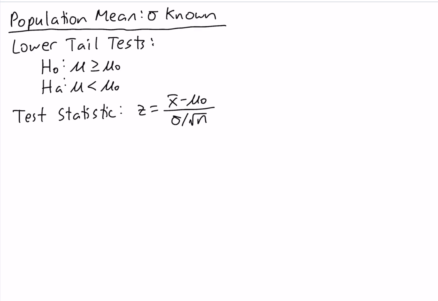Now, since our sample mean follows a normal distribution, and we're subtracting the mean of the sample mean, which is the population mean, and dividing by its standard deviation, sigma over root n, then our test statistic z is going to have a standard normal, or z, distribution. So our test statistic is written z because it follows a z distribution.